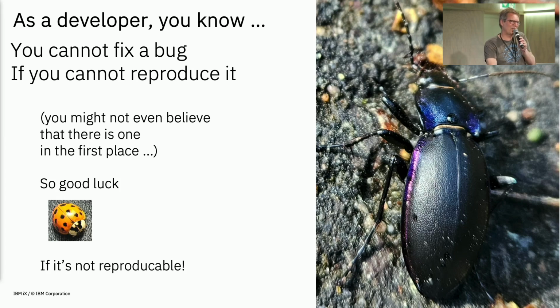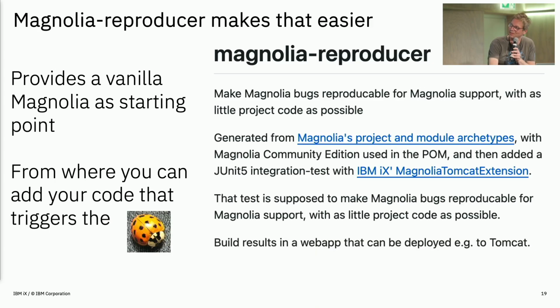So if you believe you found a Magnolia bug, good luck if it's not reproducible. It may take 70 times the ticket going back and forth. And isn't that a lovely bug? And this is where Magnolia-Reproducer helps.